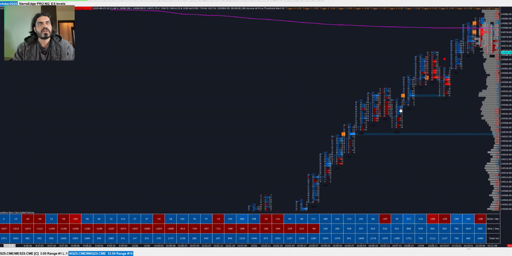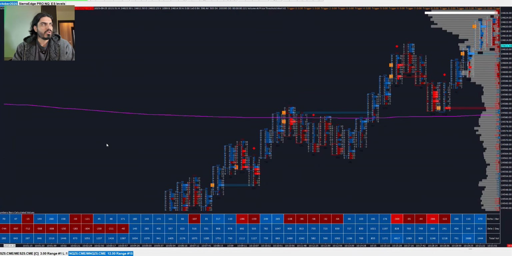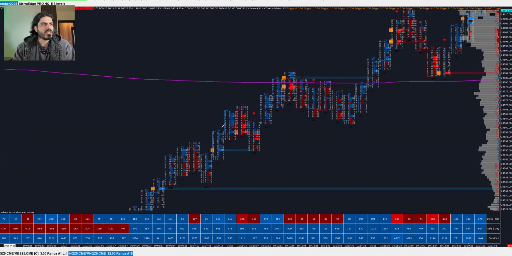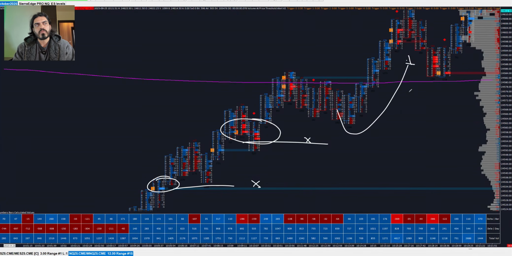It's the same thing over here. So one of the footprint tricks is that as prices go up and you leave behind huge deltas like this, those are going to be areas of interest to continue the move, right?